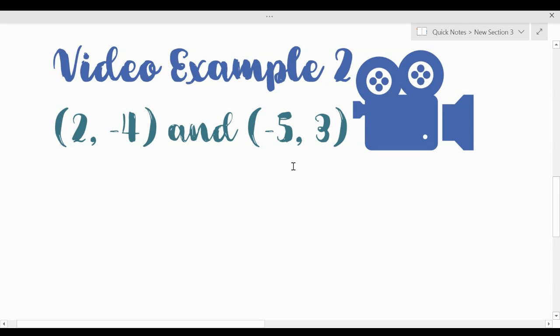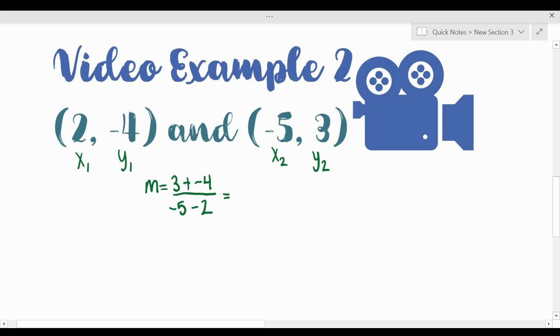All right, so now we're going to look at a second example, and just like we did in the previous one, label your points x1, y1, x2, y2. Now we're going to find the slope again. Remember, it is going to be m is equal to y2 minus y1. Notice how I put in a minus and -4 over x2 minus x1.